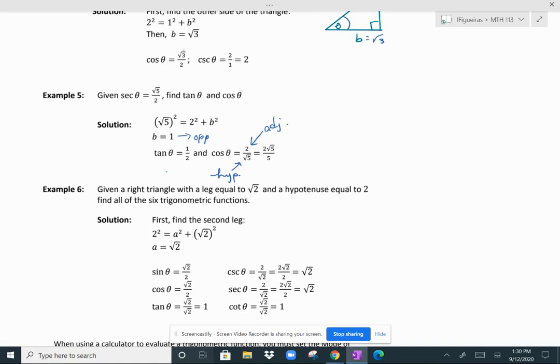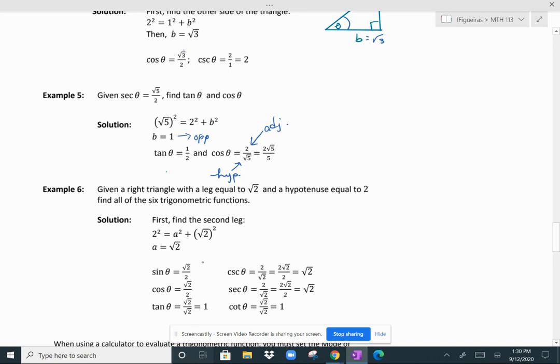So sine is opposite over hypotenuse. Now, we don't really know which one is opposite, but we know that they're the same, so it doesn't really matter. The leg is root 2, so it's root 2 over 2, which is the hypotenuse. Cosine is also adjacent over hypotenuse, but both legs are root 2, so it's still root 2 over 2. Your tangent is opposite over adjacent. Again, the 2 legs are equal, so it's root 2 over root 2. So tangent is just 1.